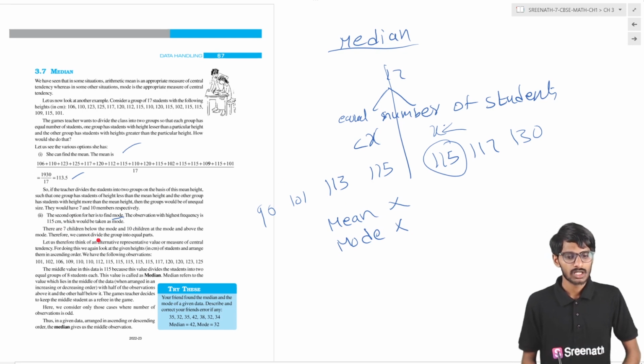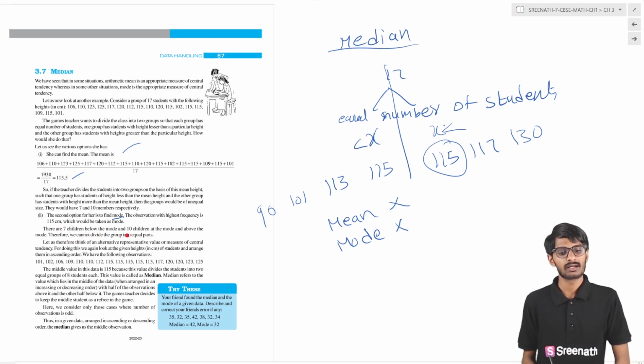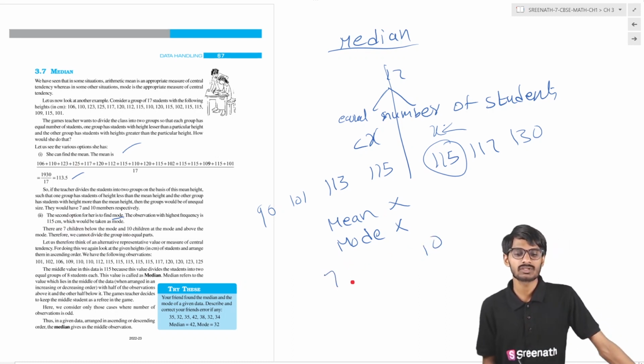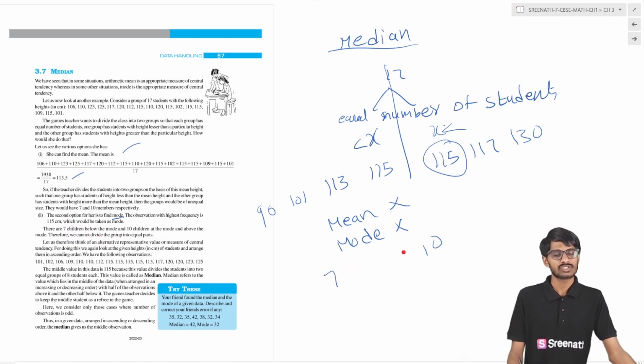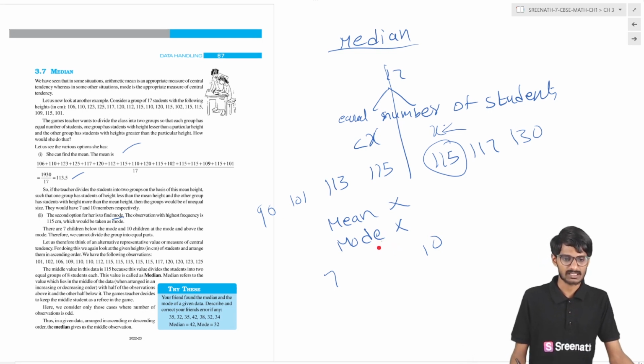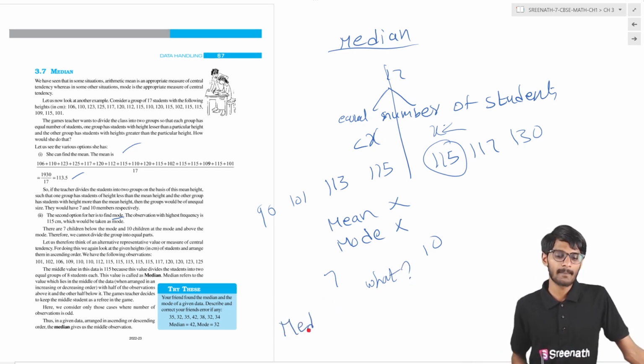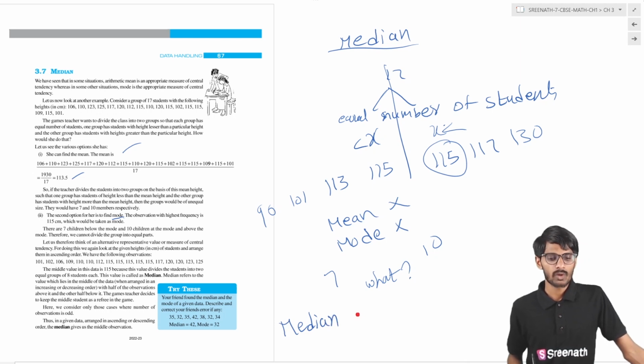By using the mode, you will get 7 children in one group and 10 children in another group. So it also does not serve our purpose. So what do we have to do? In this case, we have to find the median. So what is the median?